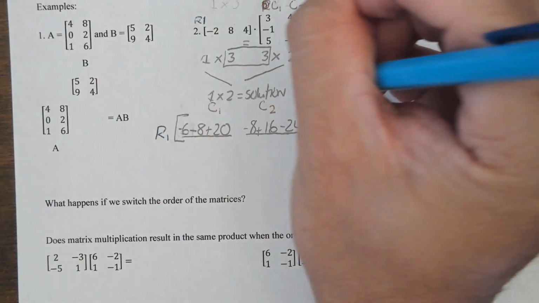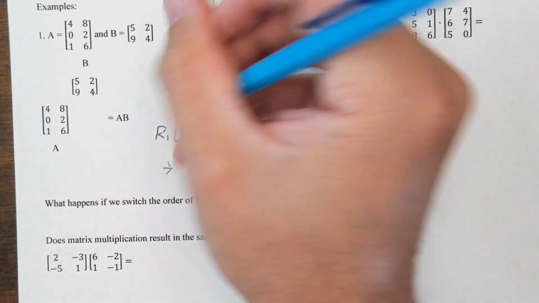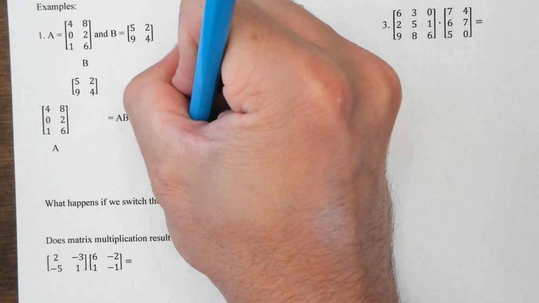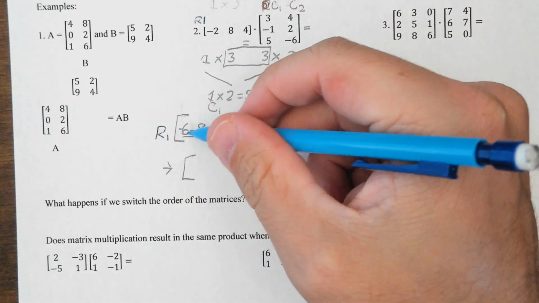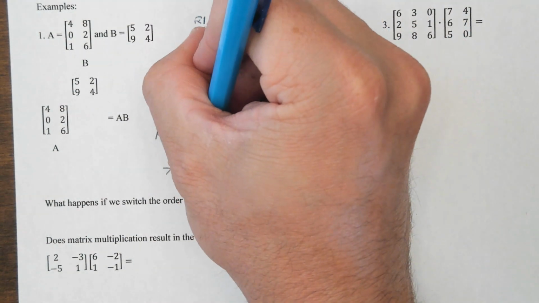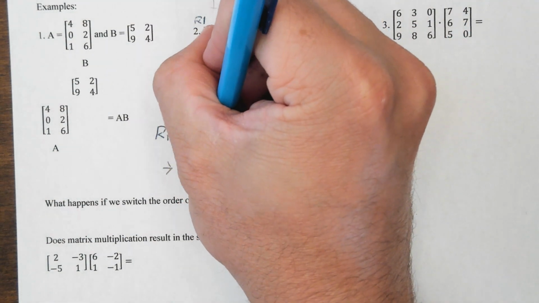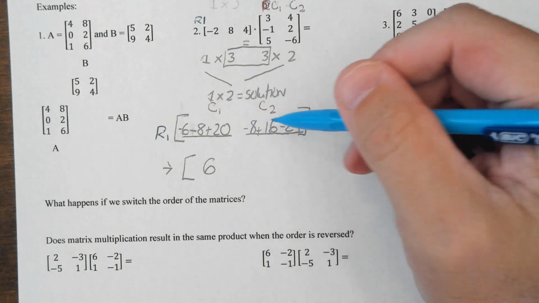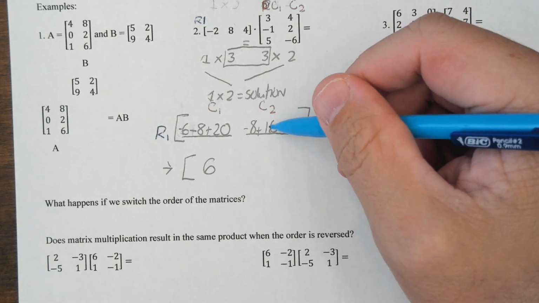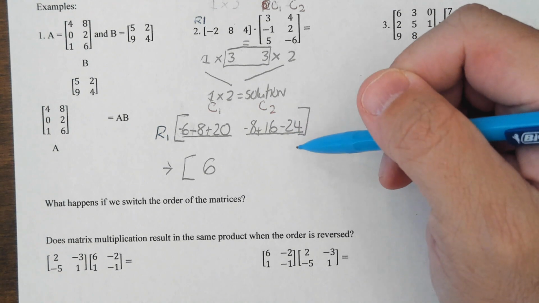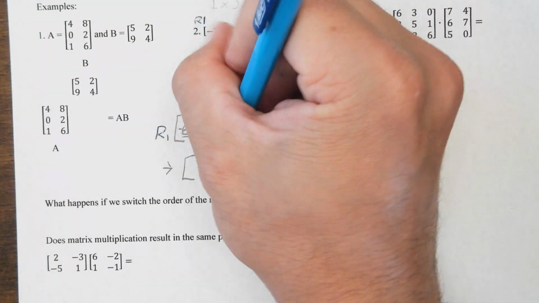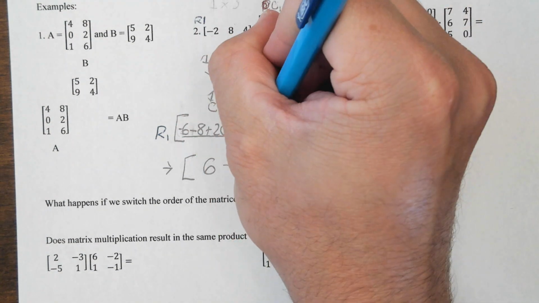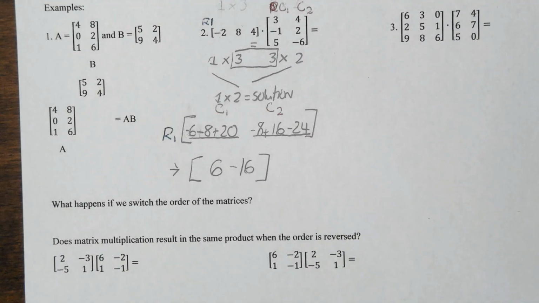Now we are going to simplify, and so our final solution is going to be this. Negative 6 minus 8, that's a negative 14 plus 20. 20 minus 14, that gives you 6. Negative 8 plus 16, that's a positive 8. Negative 24 plus 8 is going to give you a negative 16, and there you go. There's your final answer right there.